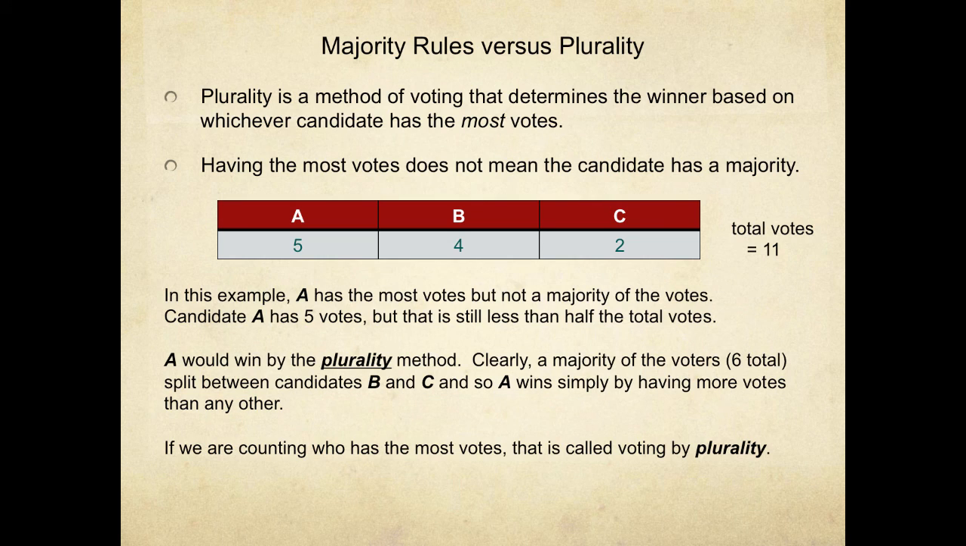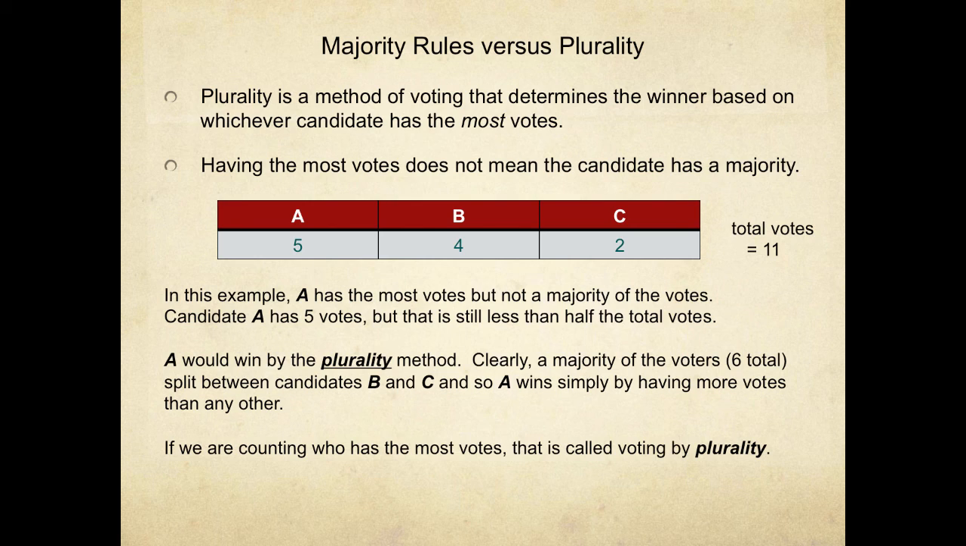So plurality is a method of voting that determines the winner based on whichever candidate has the most votes, specifically the most first place votes. Having the most votes doesn't mean that candidate has a majority. This example illustrates that if you have a total of 11 votes and A has 5 votes, B has 4 votes, C has 2, that's 11 total, and A has more than anybody else. But half of 11 is 5.5, so you'd actually have to have 6 votes to have a majority. So in this example, A has the most votes, but it's not a majority.